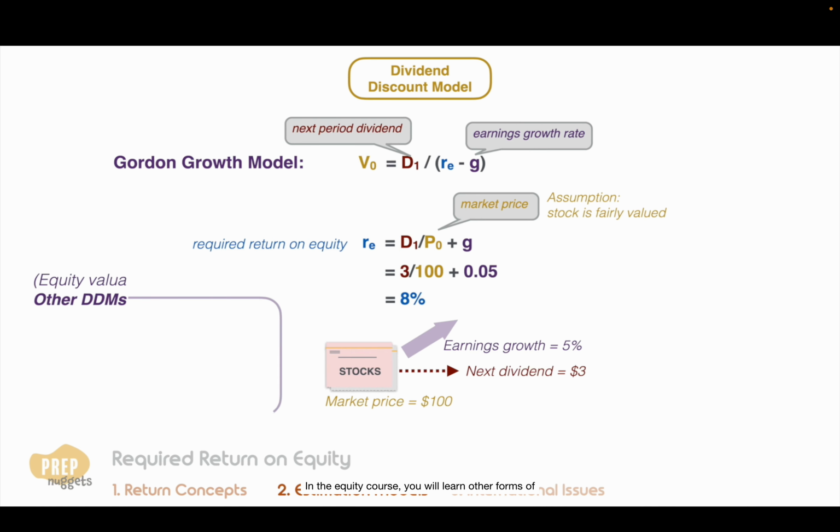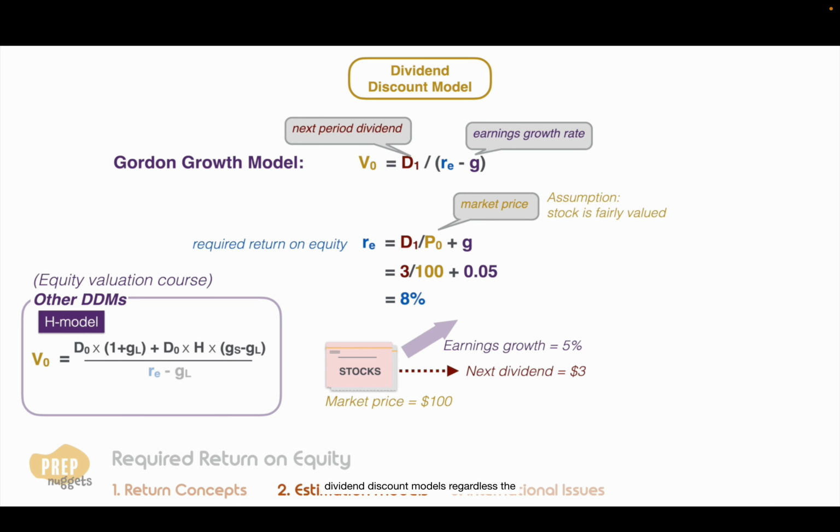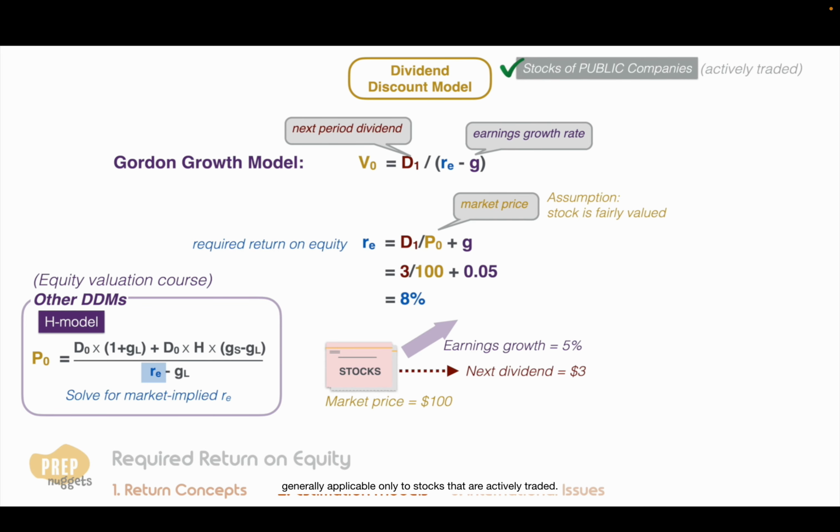In the equity course, you will learn other forms of dividend discount models. Regardless, the principle remains the same. That is, to work out the market-implied required return based on the market price of the stock. As a reliable market price that reflects the intrinsic value of the stock is required, the dividend discount approach to estimate required return is generally applicable only to stocks that are actively traded. This should not be used for stocks of private companies.